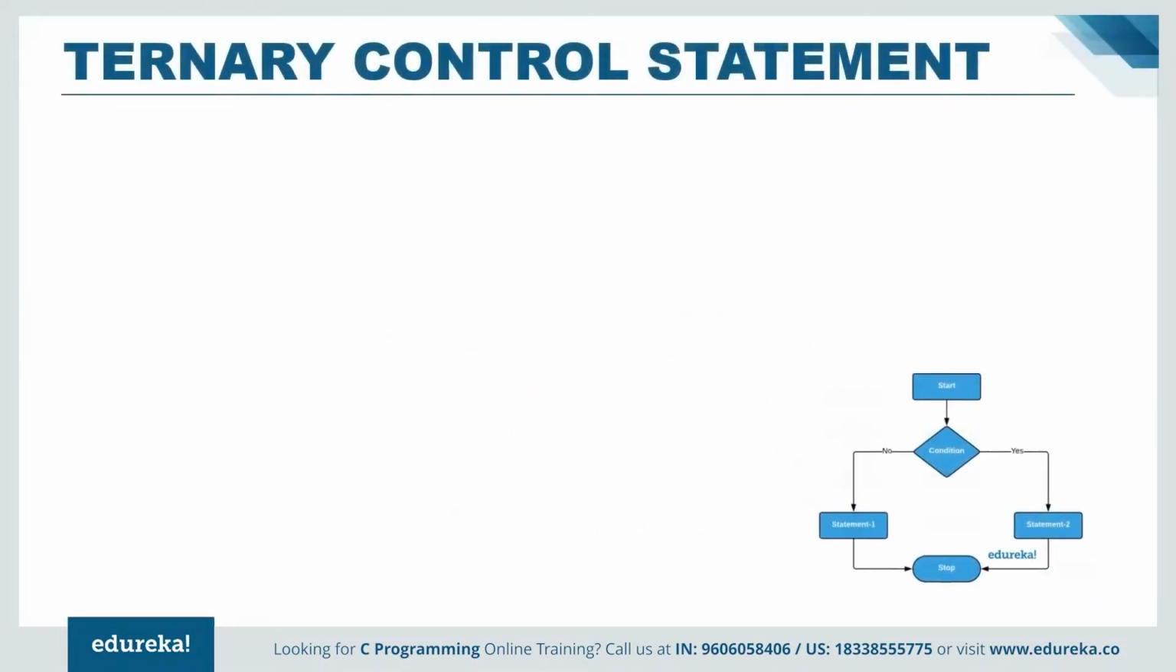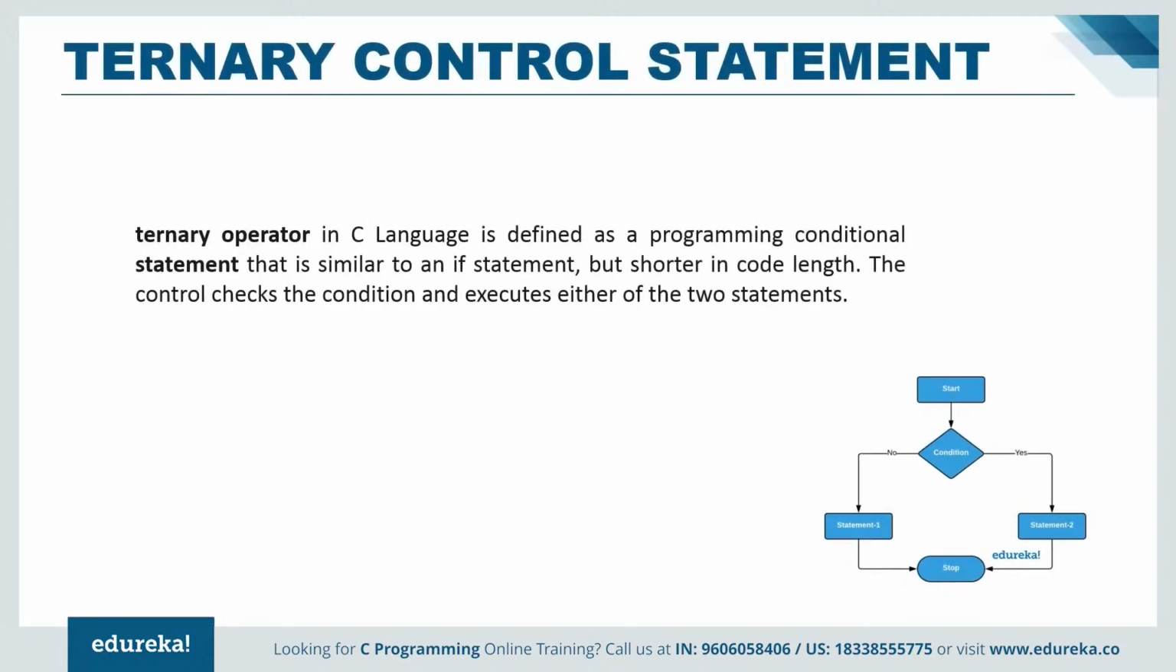Now, let us try to understand the next type of control statement, which is the ternary control statement. The ternary operator in C language is defined as a programming conditional statement that is similar to an if statement, but shorter in code length. The control checks for a condition and executes either of the two statements. So, according to the definition, it is actually an if statement, but shorter in code length.